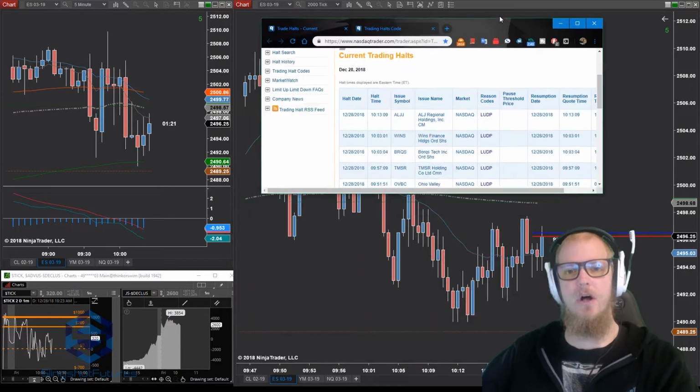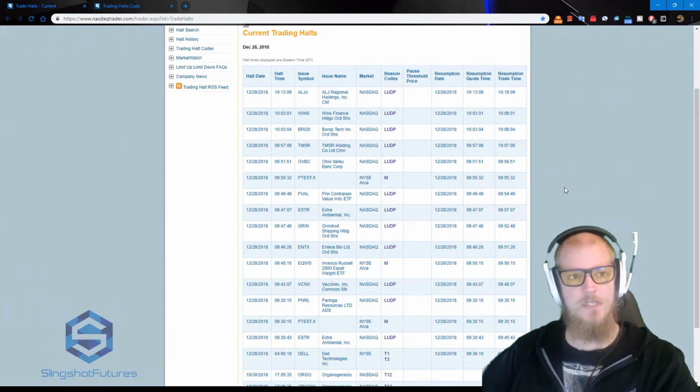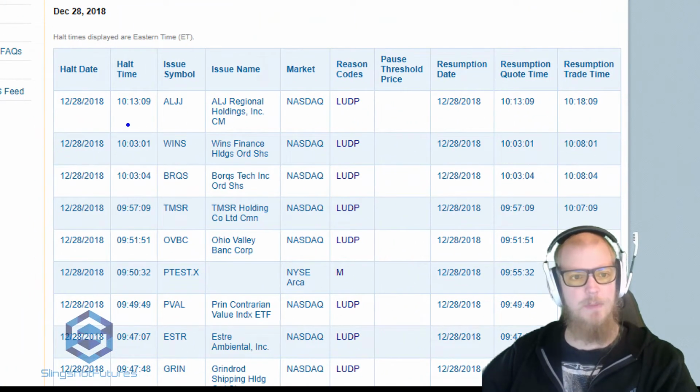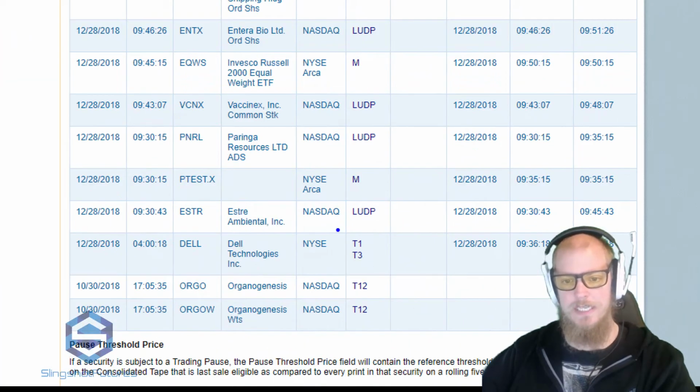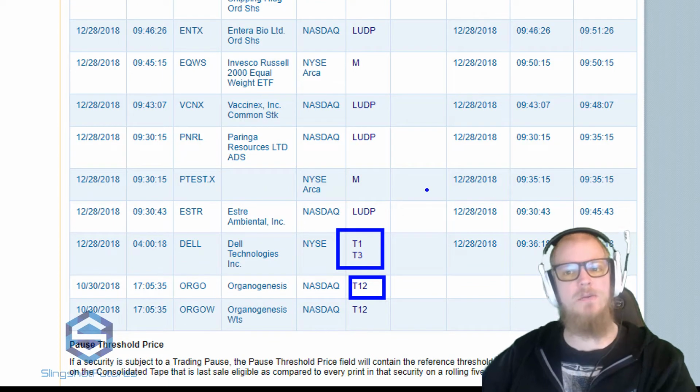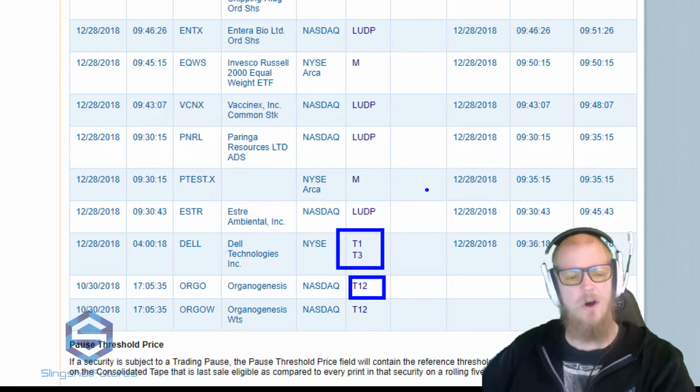Now, we can see these halts if we look at the NASDAQ website, and we can see these halts pop up like this. So you'll see LUDP halt, right, in the reason code, or you have an M halt, or if we go down the list a little bit more, you'll see a T1, T3, or a T12. But what does all of this mean, right? What is an LUDP halt?